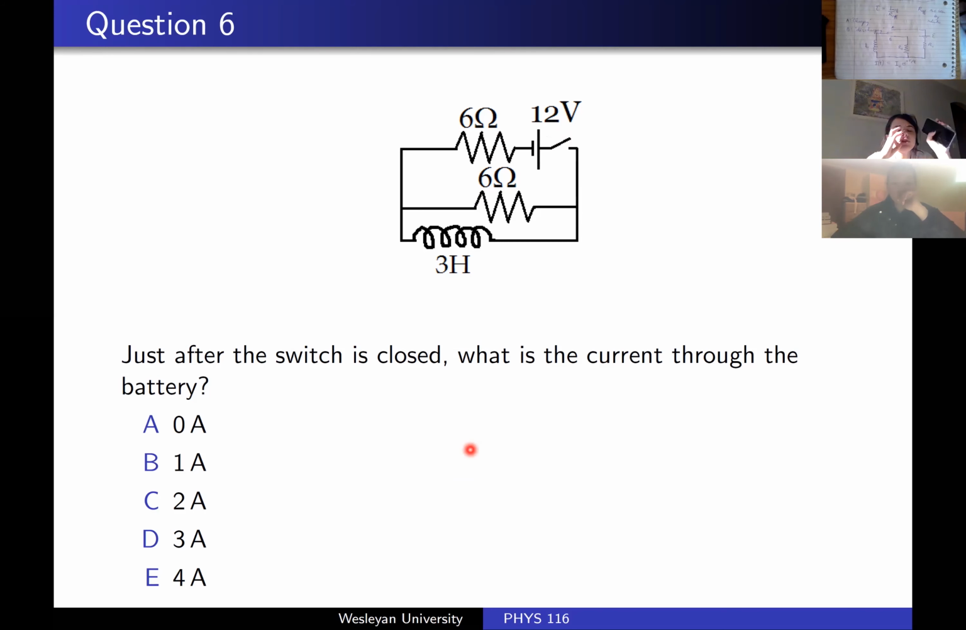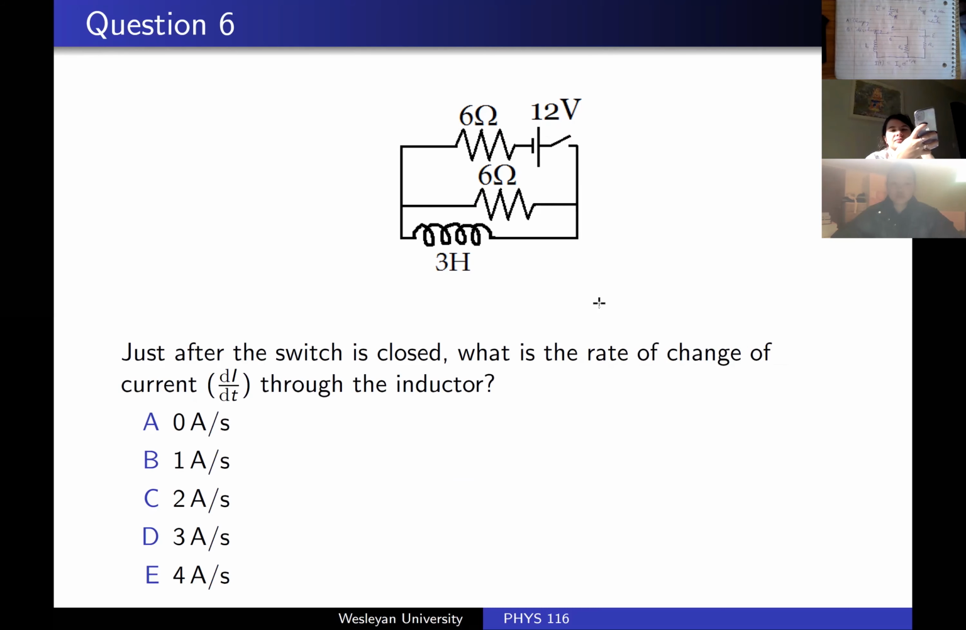Okay, wait, I'm confused. So the current flowing through the inductor is 0, but the current flowing through the battery isn't 0. That is correct. All right. So what is the rate of change of the current through the inductor?